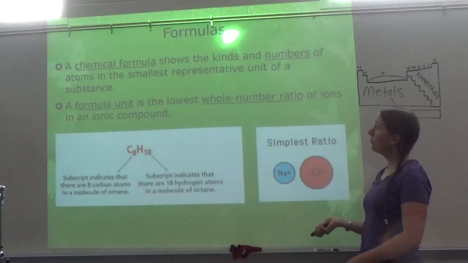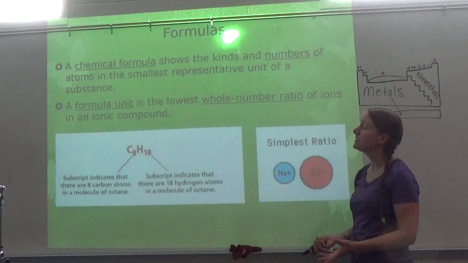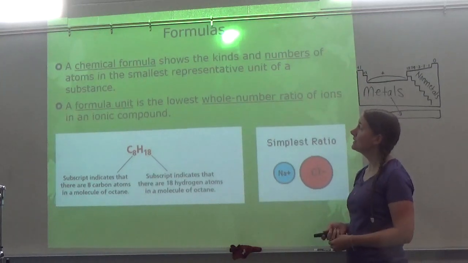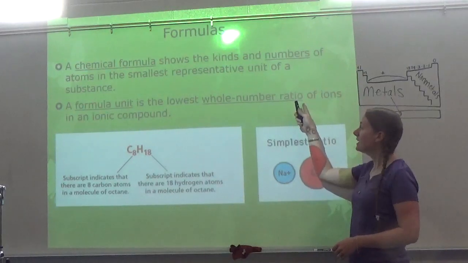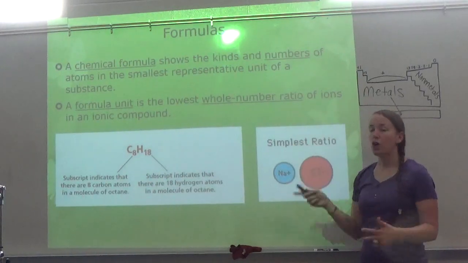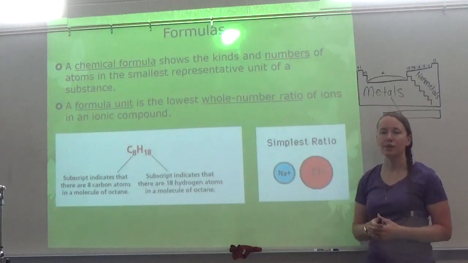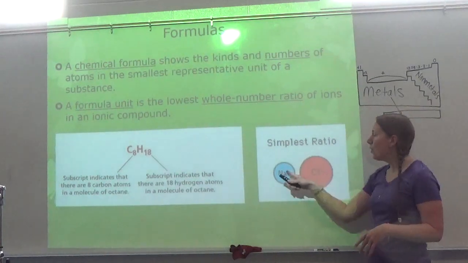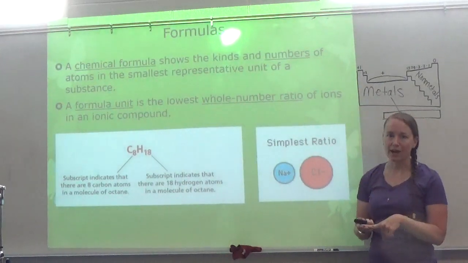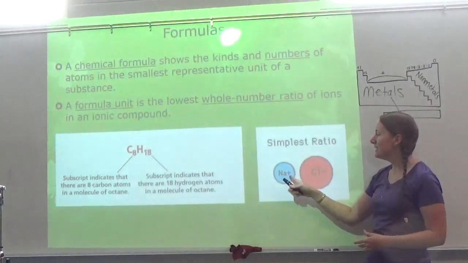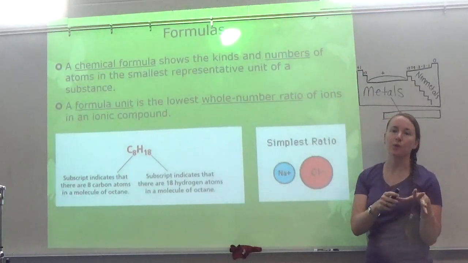So a chemical formula shows the kinds and numbers of atoms in the smallest representative unit of a substance. A formula unit is the lowest whole number ratio of ions in an ionic compound. So in an ionic compound, like when we say salt is sodium chloride, 1 Na positive and 1 Cl negative. That doesn't mean when you hold a grain of salt, you're only holding 1 sodium ion and 1 chloride ion in your hand. It just means that that's the ratio. For every 1 sodium, there has to be 1 chloride ion.